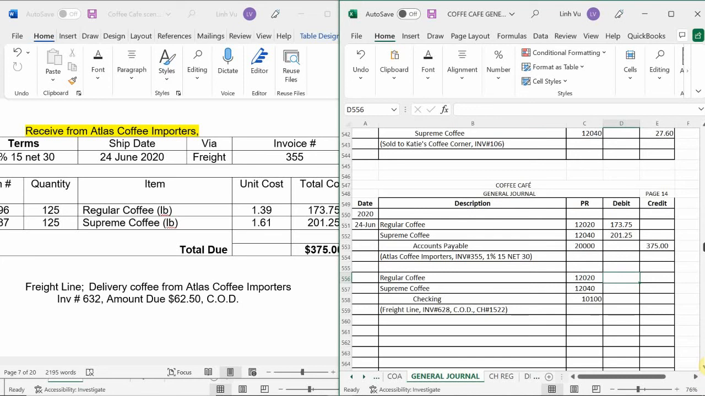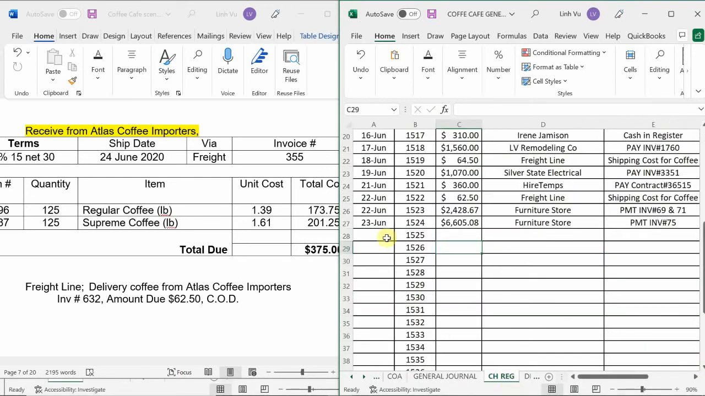we go over. Do you want to just go ahead and do the other one, or do you separate them? You can go ahead and do it because for the inventory worksheet you're going to need the freight anyways. So 62.50 and half is 31.25 for each regular and Supreme. Checking is 62.50. Check register. On the 24th, we do 62.50 to Freight Line. Shipping cost for coffee.